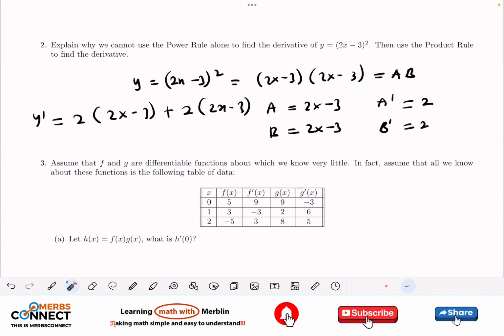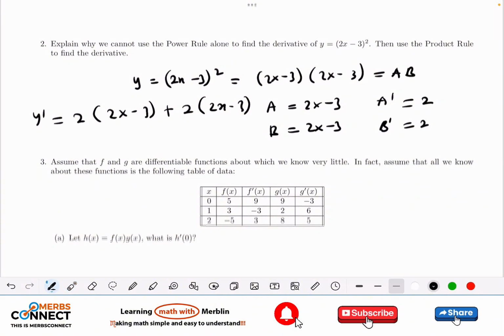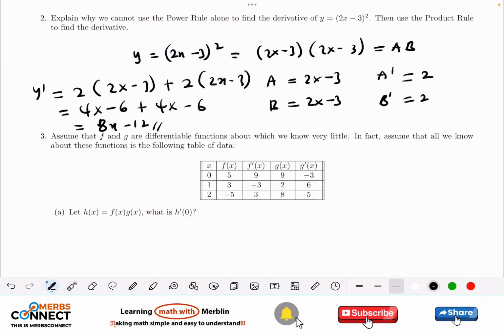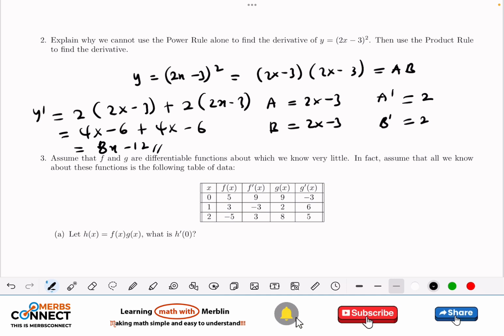So I said the product rule is symmetric, right? So you can either multiply this by this first, followed by this and this second, or this and this first, and this by this next, right? Because it's symmetric. You cannot do that with what? The quotient rule. So when I simplify, I'll have 4x minus 6 plus 4x minus 6. So I should have something like 8x minus 12. So that's what you are going to get for the product rule.